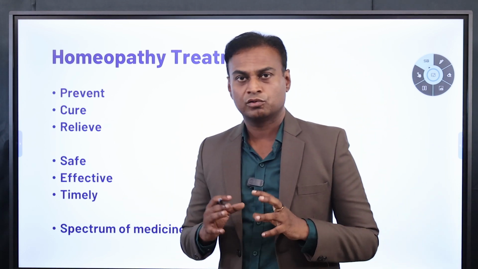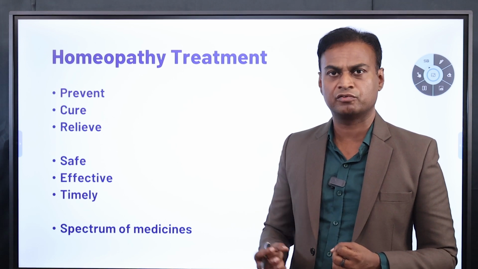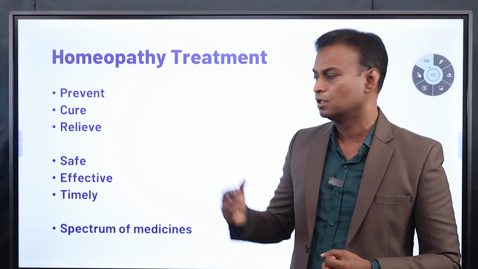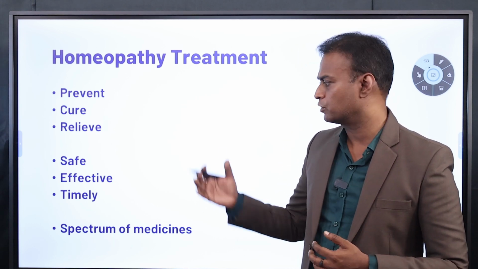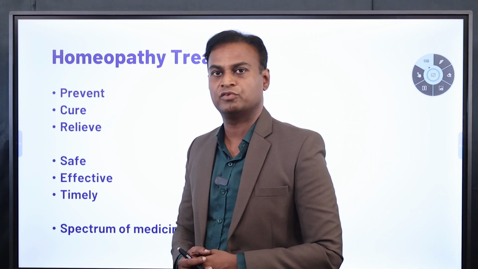Next, timely: you can see the effects of the medicine on a very quick basis. Within 6 months to 1 year, you can definitely notice improvements in the symptoms of autism. You can see it in a timely manner. And why is homeopathy very important?